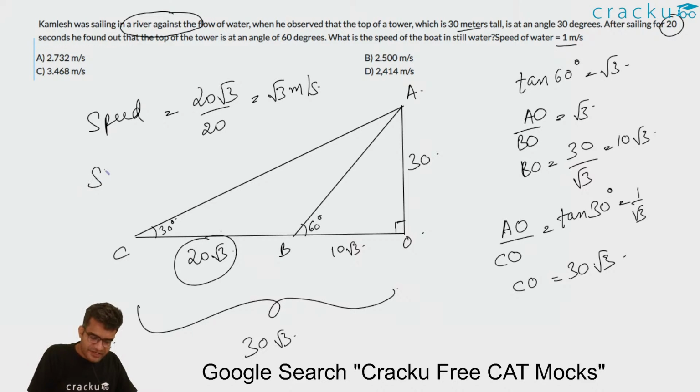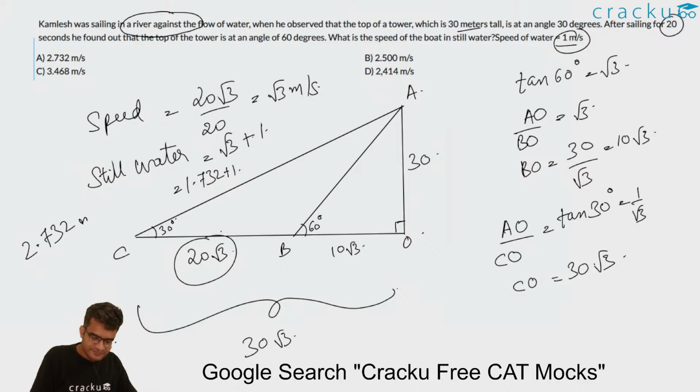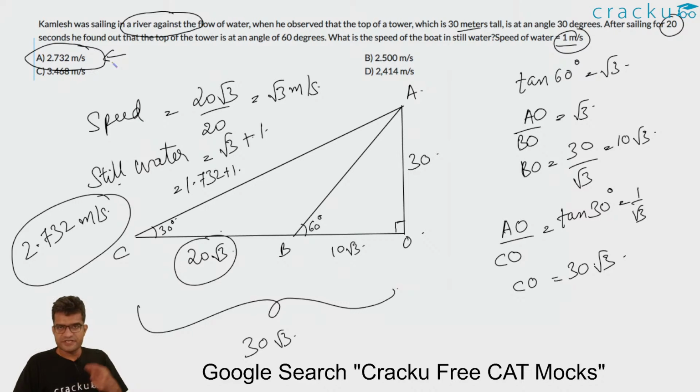So in still water, the speed of the boat will be root 3 plus the speed of water, which is 1. Root 3 is 1.732 plus 1. So the speed will be 2.732 meter per second. So the answer for this question is option A. Let us look at the next question.